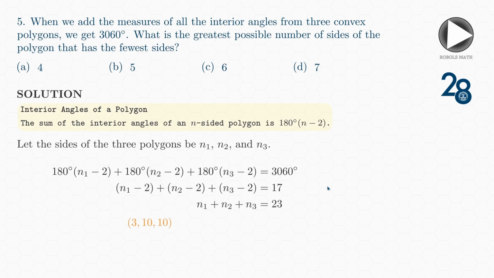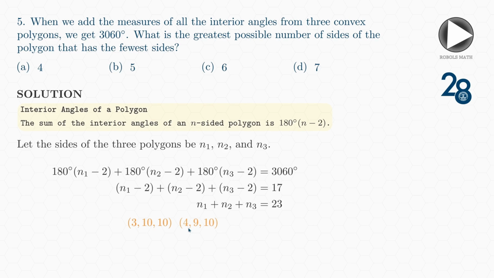For example, the triple 3, 10, 10 satisfies this equation. There are actually other triples that have 3 as one side. You can have 3, 9, 11. That's another set. Then you can also have 3, 8, 12, and so on. But the important thing here is that there is a set that has 3 as the smallest side, right?